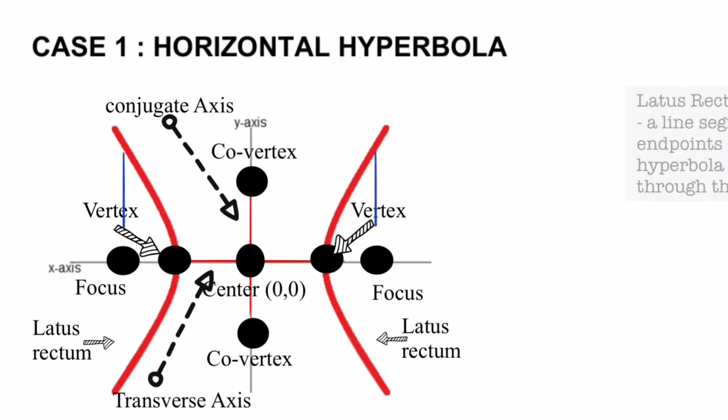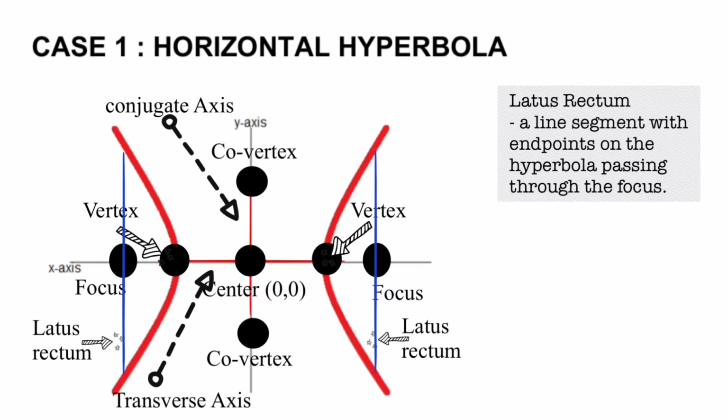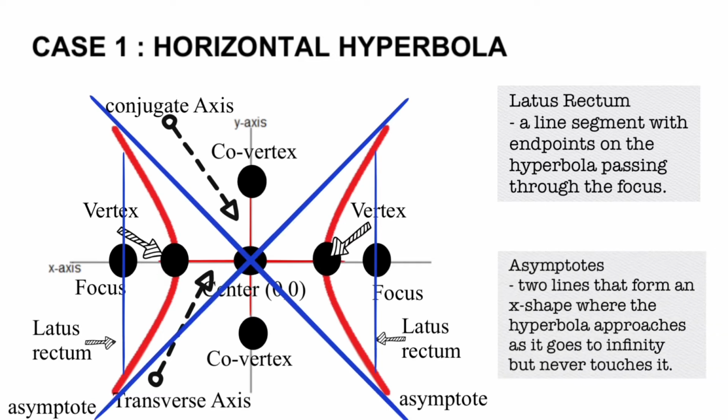Another part is the latus rectum. This is the line segment with endpoints on the hyperbola and it passes through the focus. And there are two of them for each side. The next part are the asymptotes. These are the two lines that form an X shape which the hyperbola approaches but never touches. We call them again asymptotes.